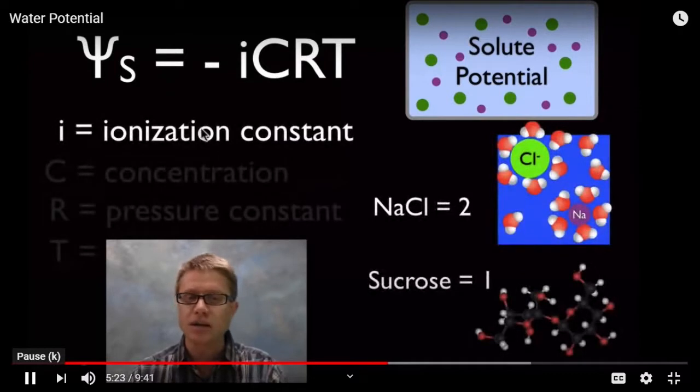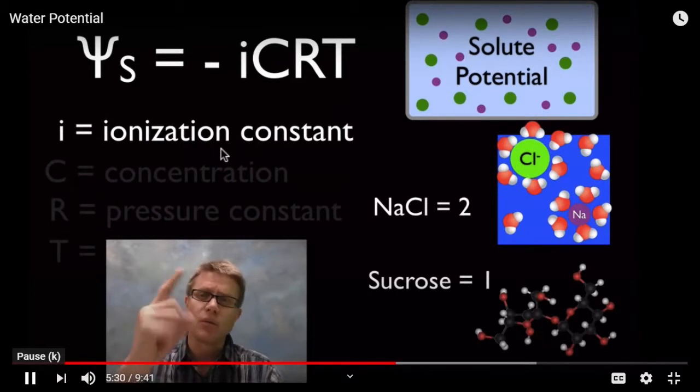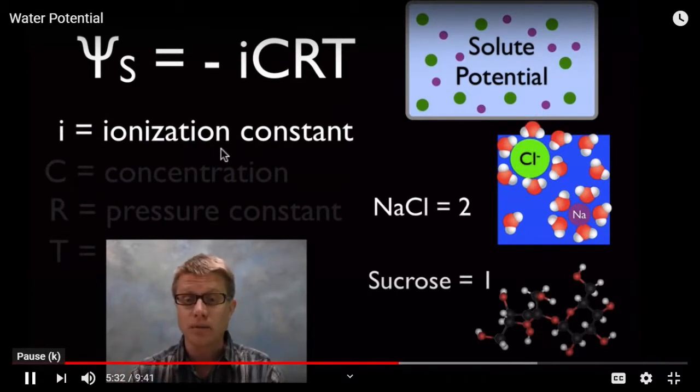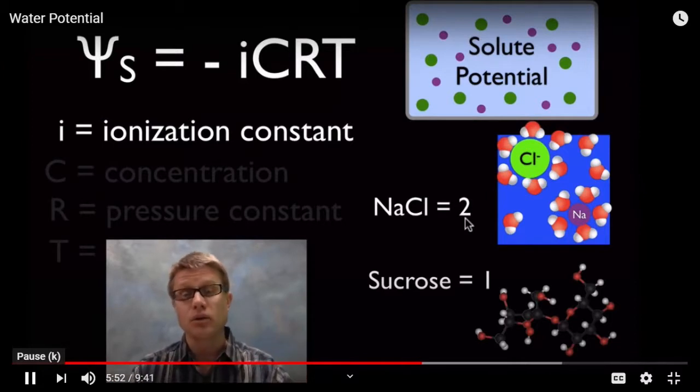Let's start with the ionization constant. Ionization constant is not going to have units associated with it. It's just a factor. It's always going to be somewhere from 1 to 2, sometimes including 1. And so if we were to look at sodium chloride, remember sodium chloride is one molecule when it's outside of the water, but when you add it to the water, it's going to break apart into 2 ions. And so the reason we're multiplying it times 2 is if you add 1 mole of sodium chloride, it's really like adding 1 mole of chloride ion and 1 mole of sodium ion. And so we have to multiply that times 2.